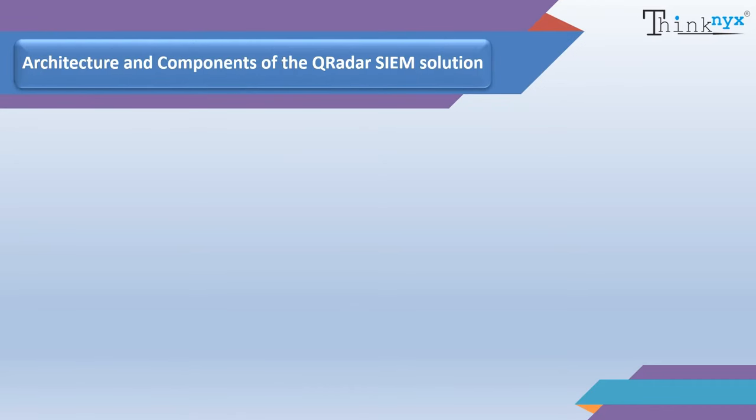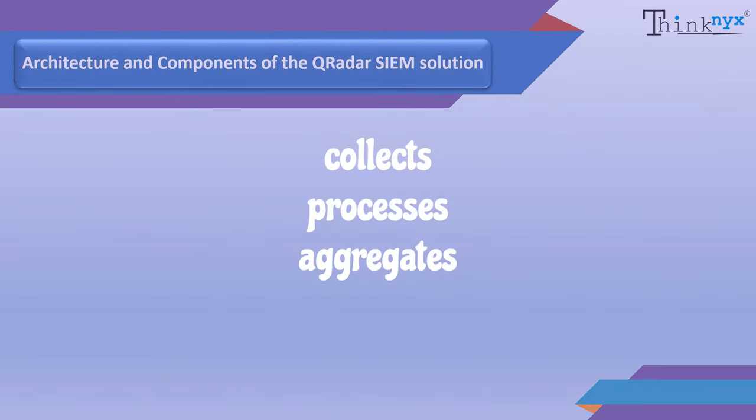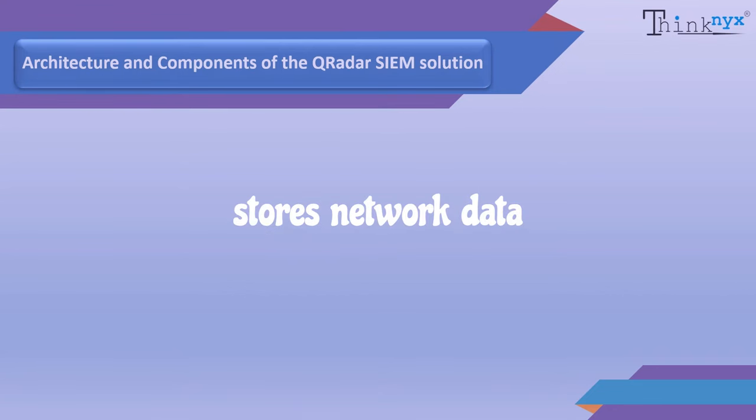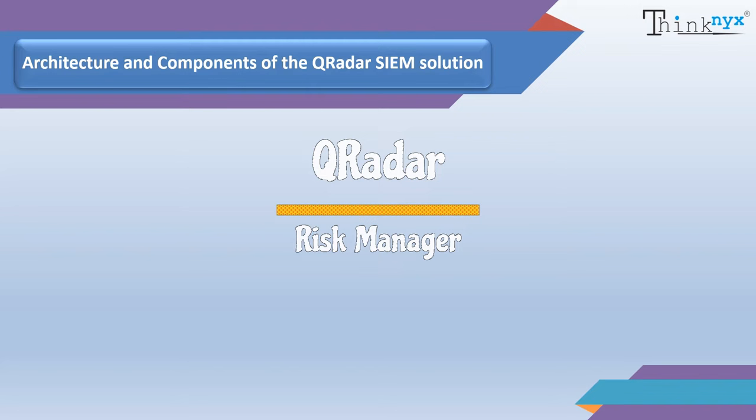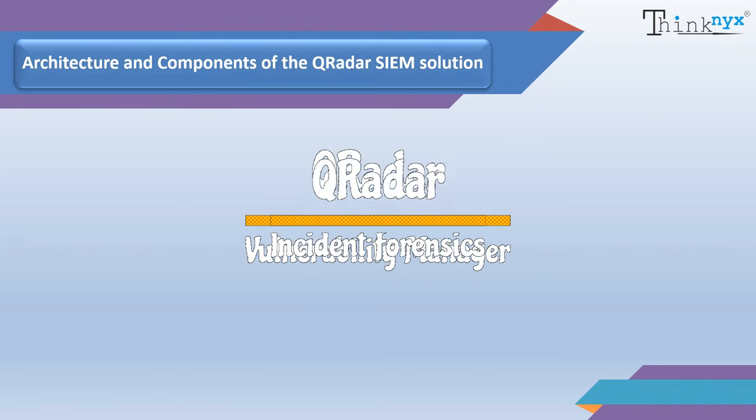IBM Security QRadar collects, processes, aggregates, and stores network data in real time. QRadar uses the data to manage network security by providing real-time information and monitoring, alerts and offenses, and responses to network threats. You can scale QRadar to meet your log and flow collection and analysis needs. You can add integrated modules to your QRadar platform, such as QRadar Risk Manager, QRadar Vulnerability Manager, and QRadar Incident Forensics.